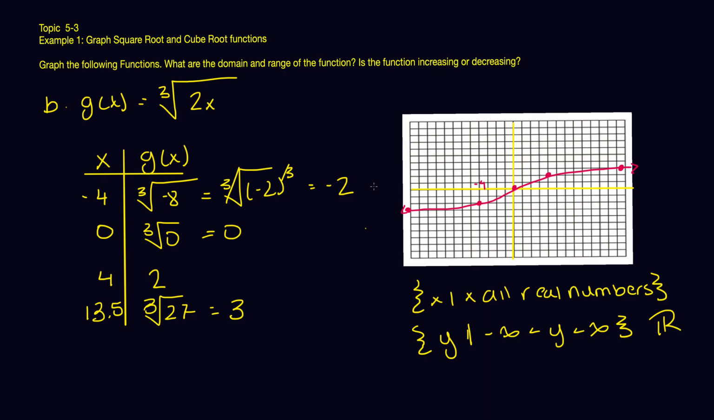Looking at this, even though it goes from a smaller average rate of change to a greater average rate of change, the average rate of change is positive. So it's increasing over the entire domain. So the graph is increasing over the full domain.